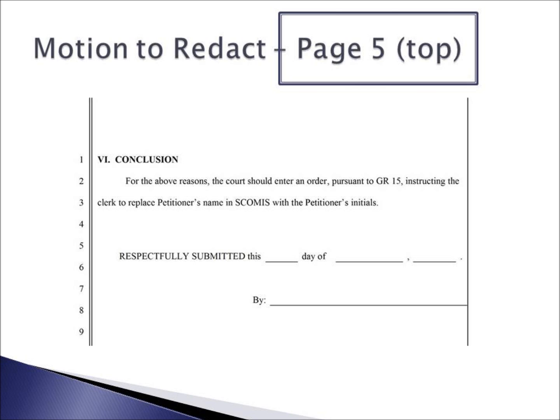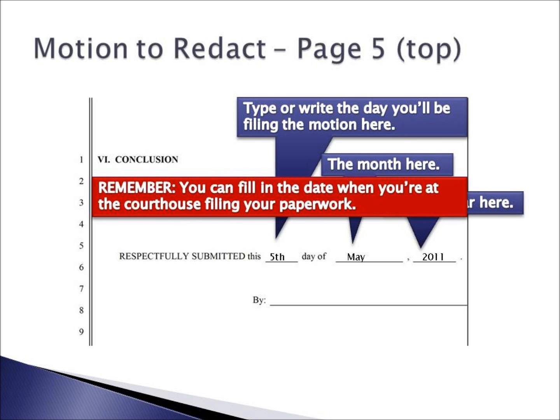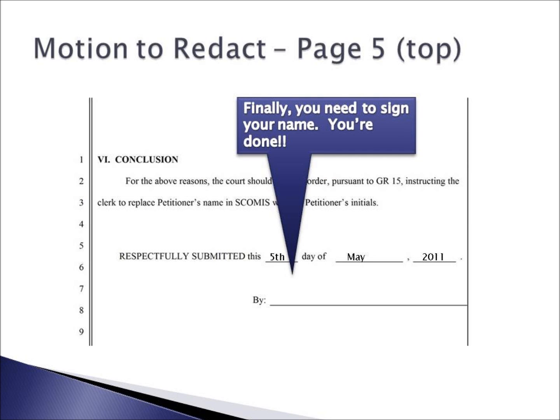It hasn't taken too terribly long to get to the last page, page 5, and you only have a bit more to fill out before you're ready to move on to the declaration form. You just need to fill in the date that you're submitting this to the court again. This time you'll start with the day, so here the 5th, then the month, and then the year. As before, I filled it out here just to give you an example. Also, as before, you can wait to fill this out until you're at the courthouse, just to make sure you get the right date. Finally, just sign and you're ready to move on.